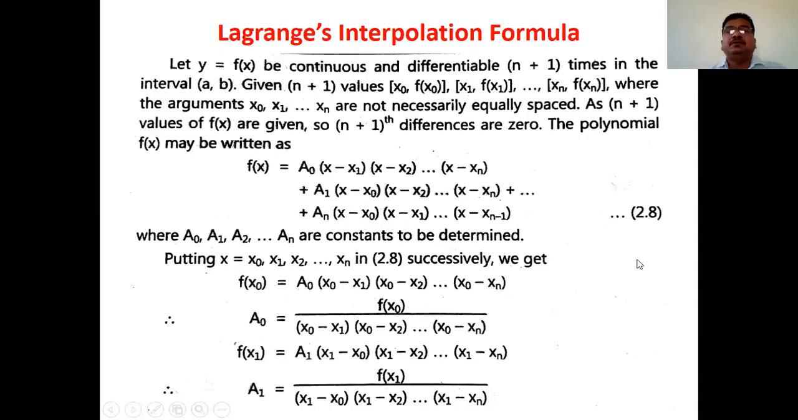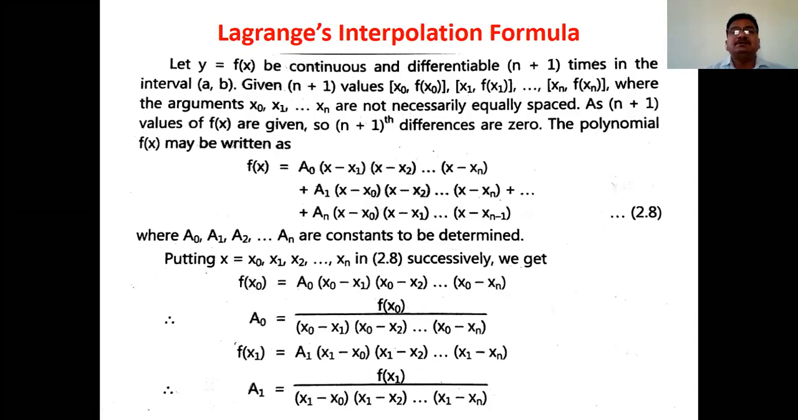So the next topic of the interpolation chapter is Lagrange's interpolation formula. This is the third interpolation formula. What is the first one? Newton's forward interpolation formula, and the second one is Newton's backward interpolation formula, and this is Lagrange's interpolation formula.